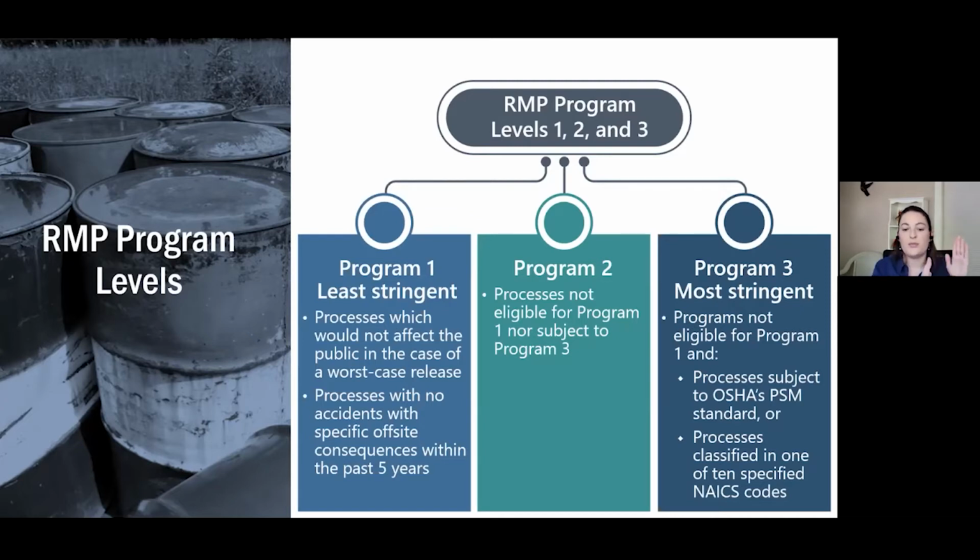Okay, so program 1 has specific eligibility. Program 3 has specific eligibility. If you don't meet either, you're in program 2, which is like the medium severe program. It has some, but not all of the requirements that are in program 3. That's a lot of information. What I'm going to do now is talk about the prevention program requirement for program 3. Again, this is the most stringent program, and some, but not all of these are required in program 2.